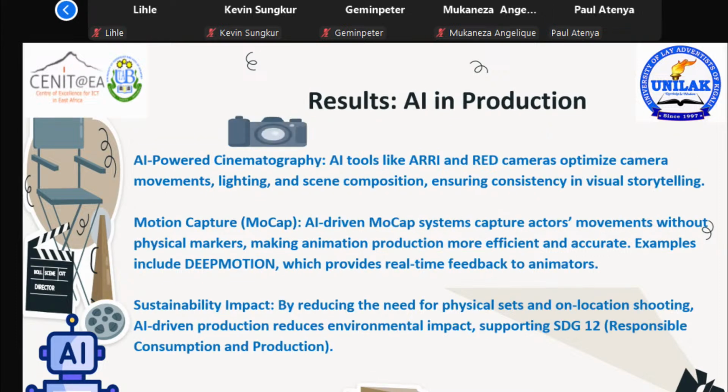When you move to production, where the filmmakers implement what they had prepared in the pre-production, we find that AI has come in when it comes to cinematography. We have now cameras that come with various AI controls, which can help to control movement, lighting, composition, and all these have come to ease the work of the DOP or the director of photography when it comes to filming.